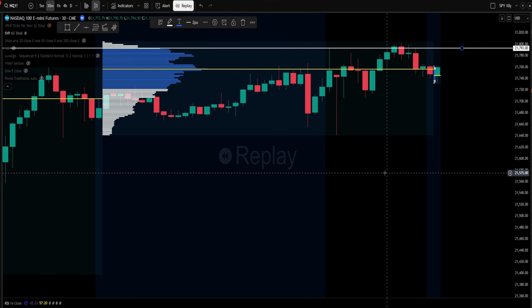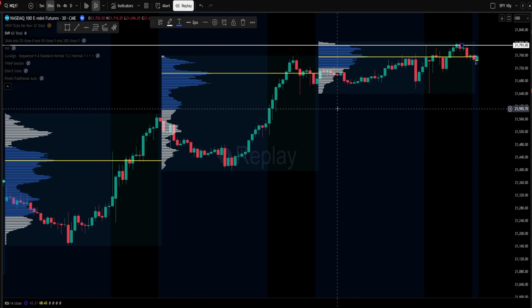Now the day is already closed, and look what we have. We have that D as in dog shape profile. So now, not only did we know to expect that profile throughout the day, and we could have traded it, but we also know what type of day is likely going to unfold on the following day.